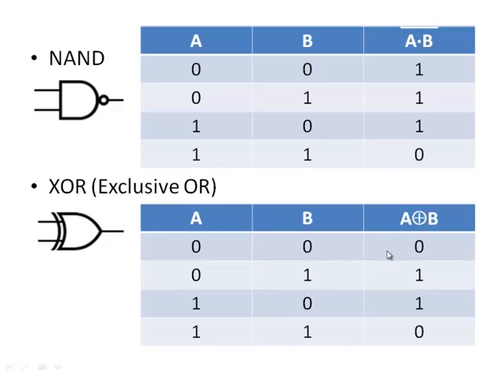So if A and B are both 0, the output is 0. If A and B are both 1, the output is 0. If A or B is 1, the output is 1. And you can see the symbol here for the mathematical shorthand is the same plus symbol used in the OR gate, but this time with a circle around it. So that's the exclusive OR shorthand notation.